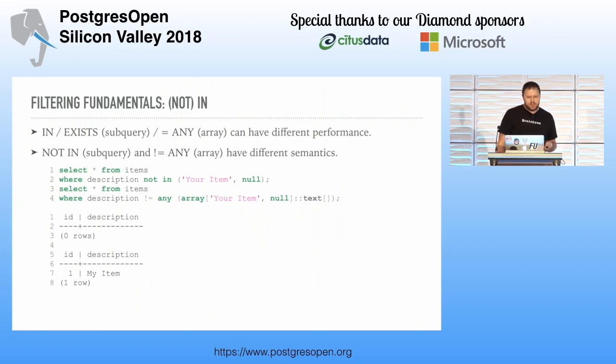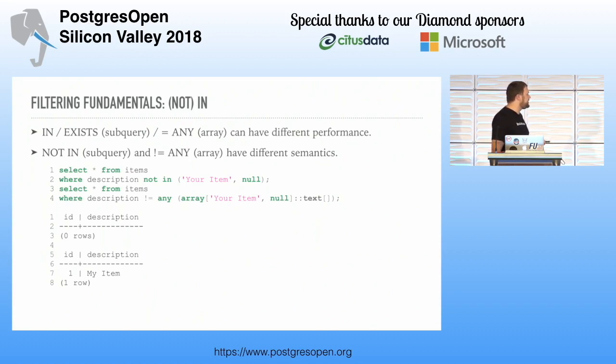It's also really important, as a side note, that NOT IN with a subquery and NOT equals ANY have different semantics. This is very surprising to most people, I think, that if you have a null item right here in this NOT IN list, versus a NOT equals ANY, the NOT IN will return no rows, and the NOT equals ANY will return the row that we cared about.